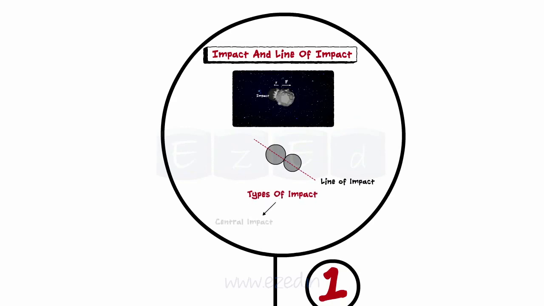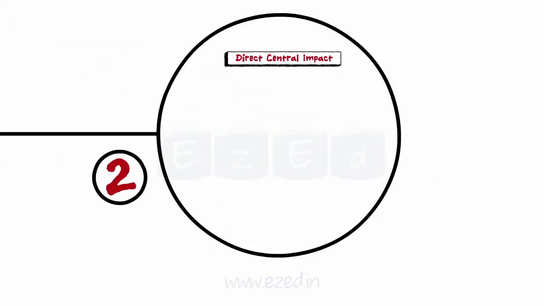And types of impact like central impact and eccentric impact. In direct central impact, we have seen how a ball behaves during impact. A ball undergoes various stages during impact. Stage 1. Balls before impact. Stage 2. On impact, deformation begins. Stage 3. At maximum deformation, restitution period begins. Stage 4. Restitution period ends. Stage 5. Balls separate and move with different velocities.